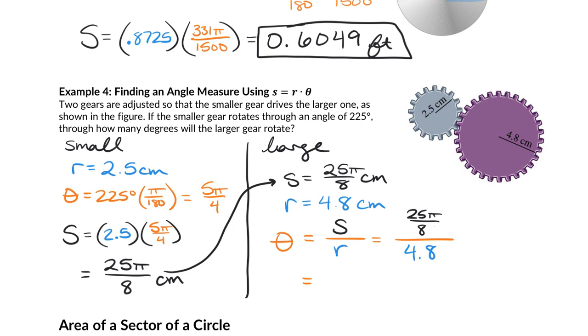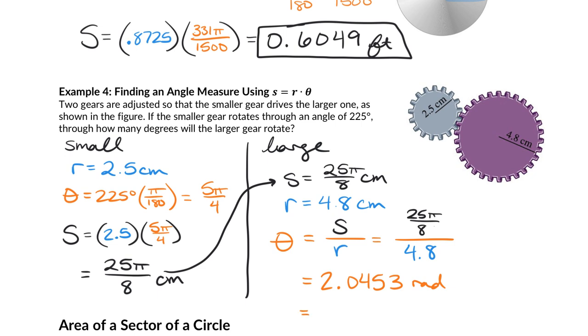I voluntarily say that the number I wrote down was wrong. It's because we're answering the wrong question. This is the radian measure. What does the question ask me for? How many degrees will the larger gear rotate? So what do we need to do with this answer? Multiply it by 180 over pi.